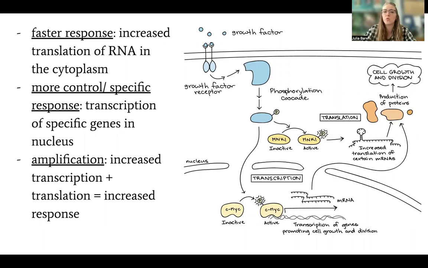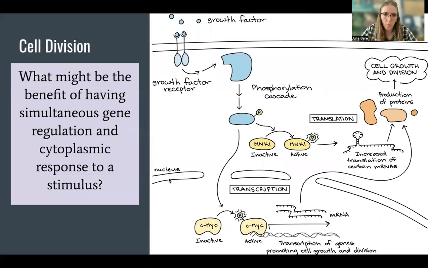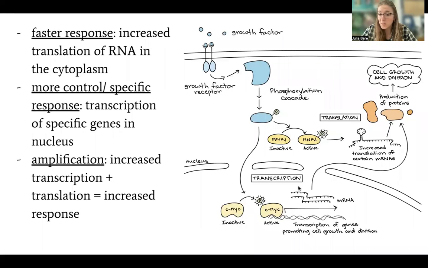So when I say more controlled and specific, you get a really directed response, right? When you are specifically controlling the mRNAs that are being released out of the nucleus and into the cytoplasm, if you have a really high concentration of a certain type of mRNA, that means the ribosomes are likely going to translate that specific mRNA because there's so much of it present in the cytoplasm.